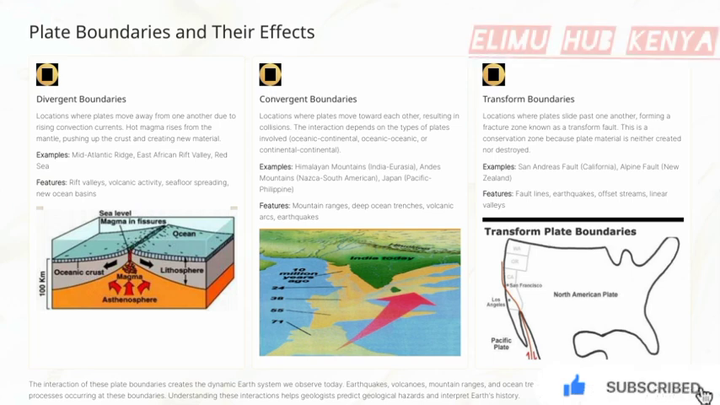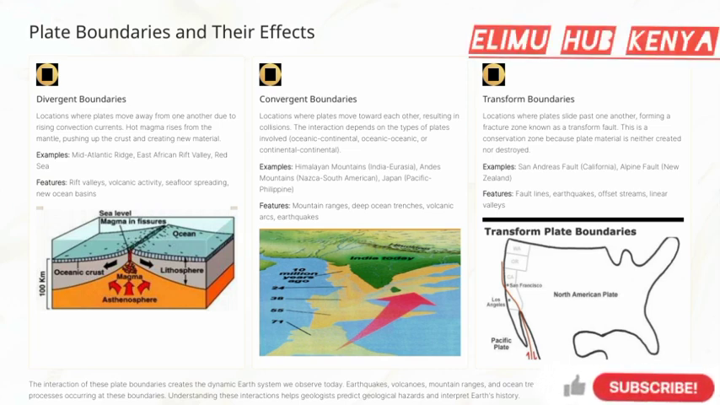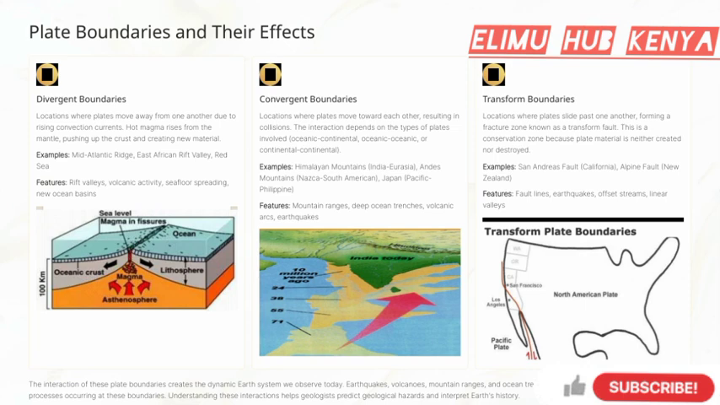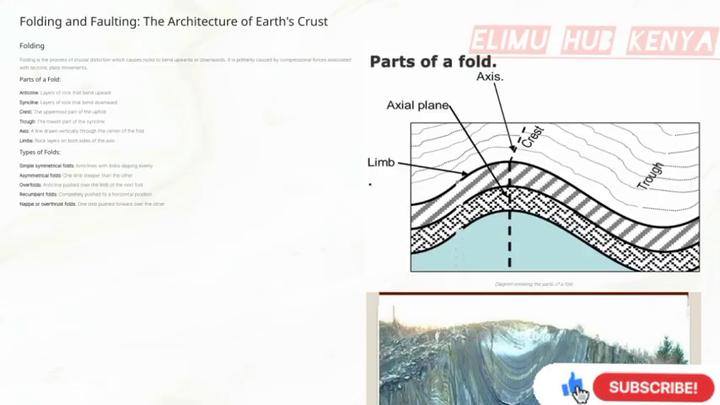All of these interactions at different boundary types combine to shape our dynamic Earth system. They explain why we see earthquakes, volcanoes, mountain ranges, and ocean trenches. Understanding these boundaries helps geologists predict hazards and better interpret Earth's history. So, in essence, the movement and interaction of plates at these boundaries are fundamental to understanding the Earth's ever-changing surface.